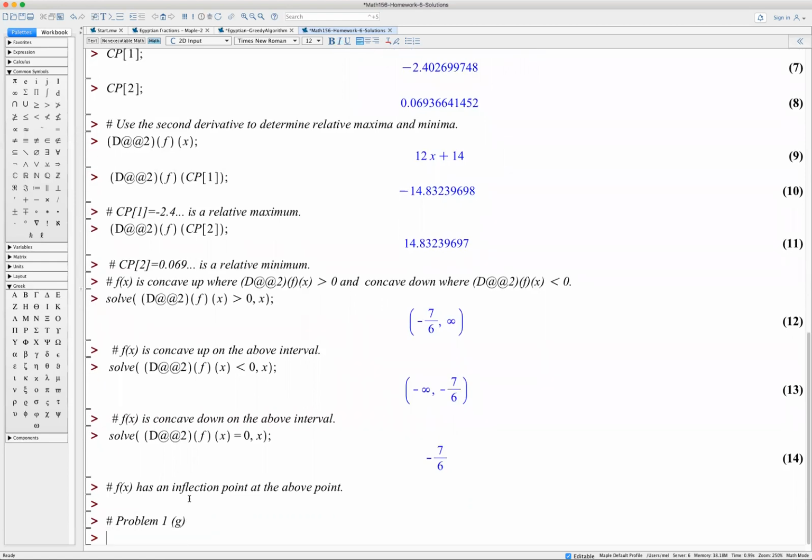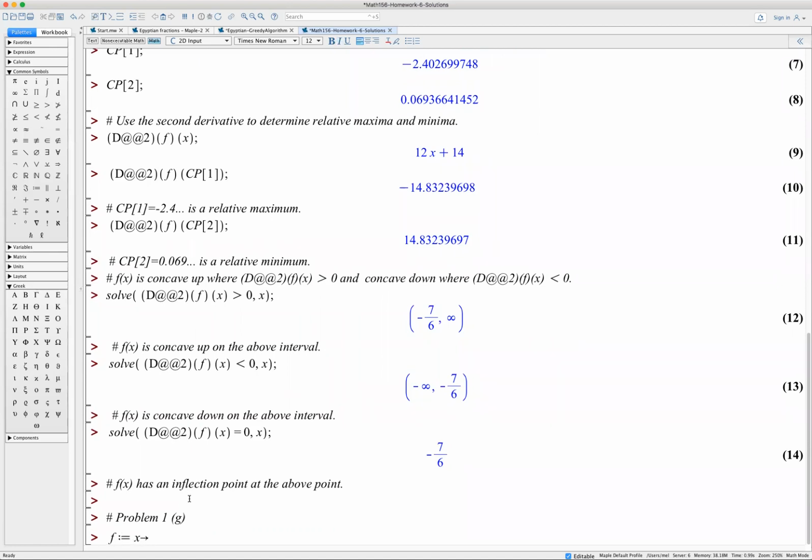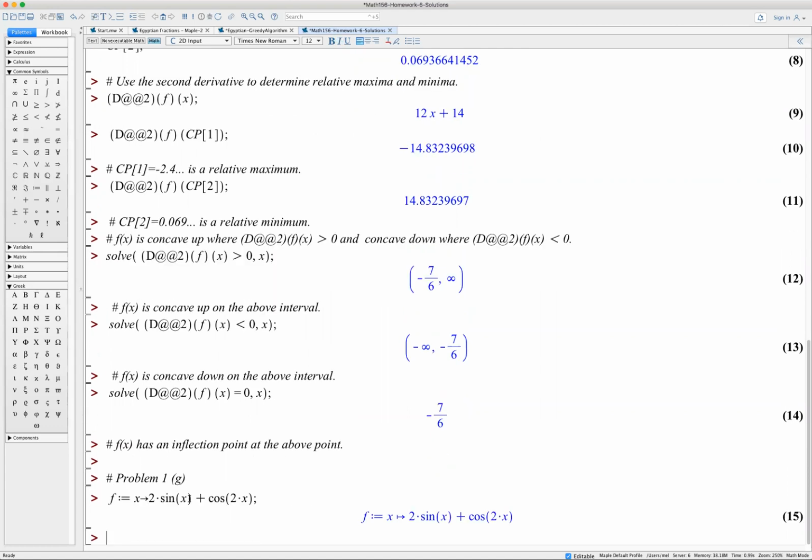And in this problem, we're looking at the function f, which is a trigonometric polynomial. It's equal to 2 times the sine of x plus the cosine of 2 times x. And we're interested in this function only for x going from 0 to 2 pi.